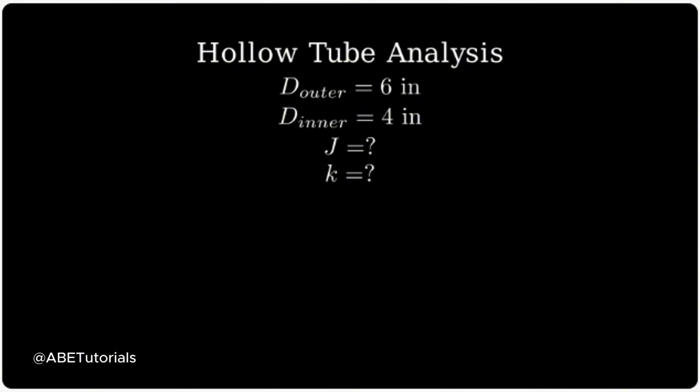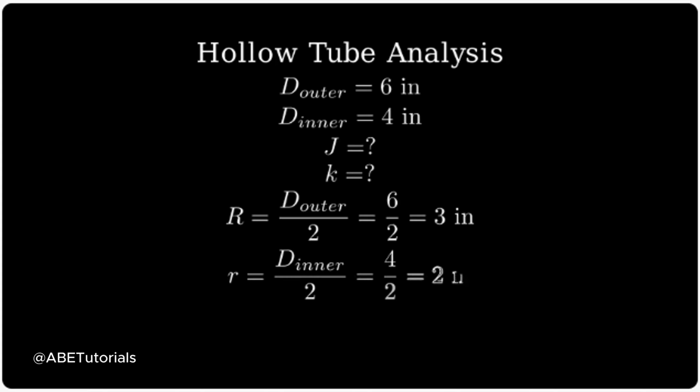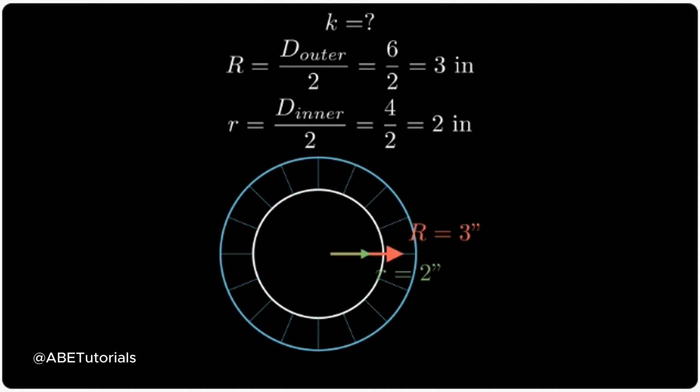First, let's calculate the outer radius, capital R, which is half of the outer diameter, or 3 inches. Similarly, the inner radius, little r, is half of the inner diameter, which is 2 inches. Here's a visual representation of the hollow tube's cross-section.